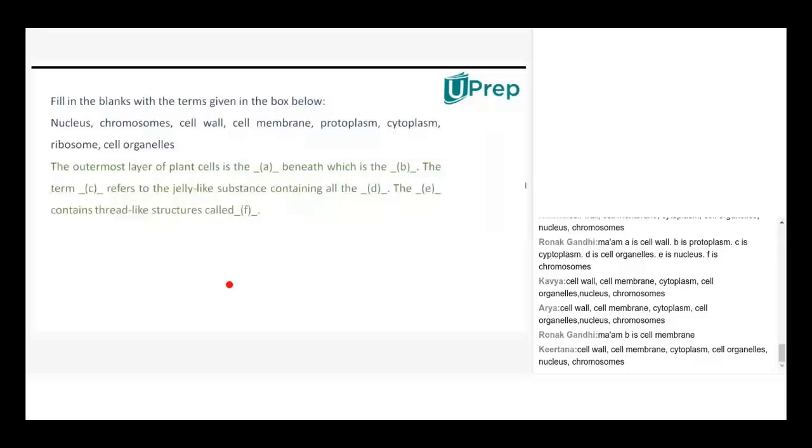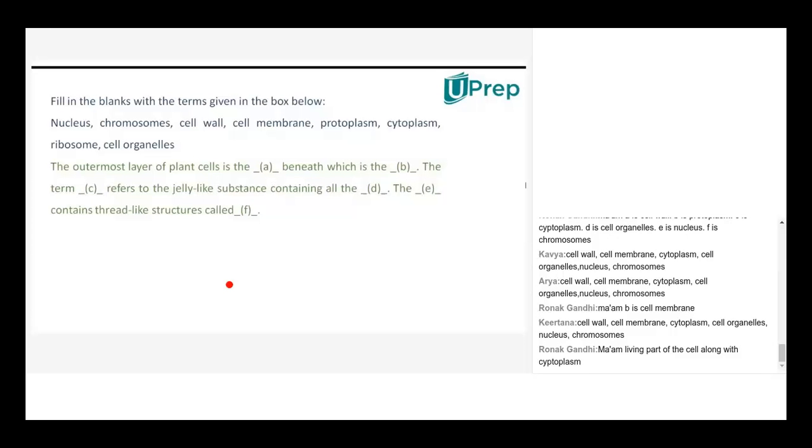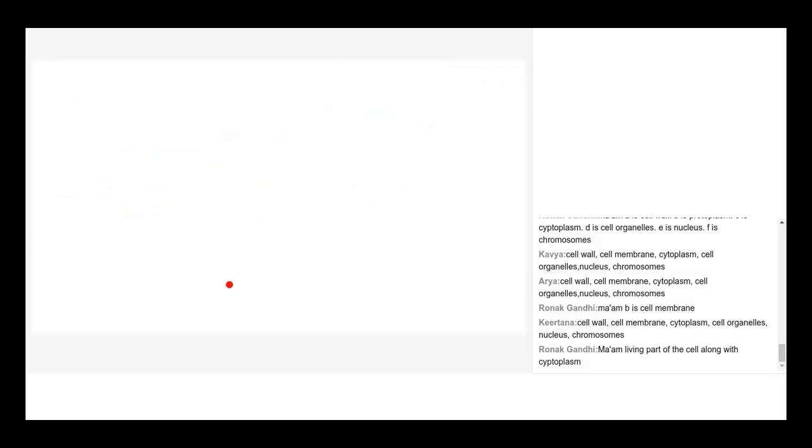Now, what will be protoplasm? One should get an idea about protoplasm. Protoplasm is the cytoplasm along with all the cell organelles. Got it? Protoplasm is cytoplasm with all the cell organelles. That concludes the whole cell structure and function. Very happy that everyone responded.